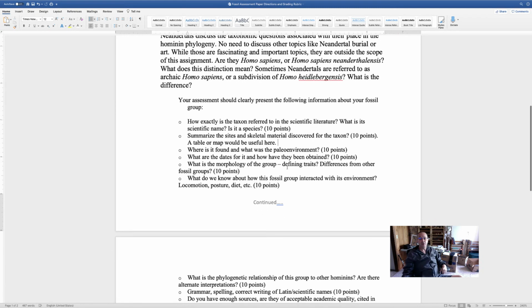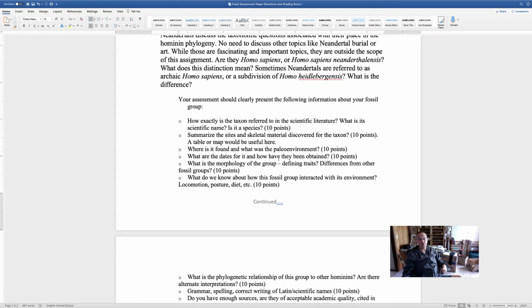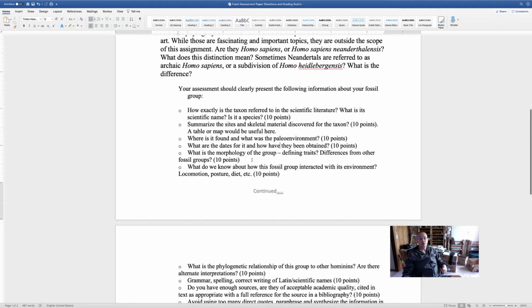What are the dates, and how have they been obtained? Through potassium argon dating, etc. Thermoluminescence. What is the morphology of the group? I mean, the defining traits. How do we distinguish Australopithecus afarensis from africanus?